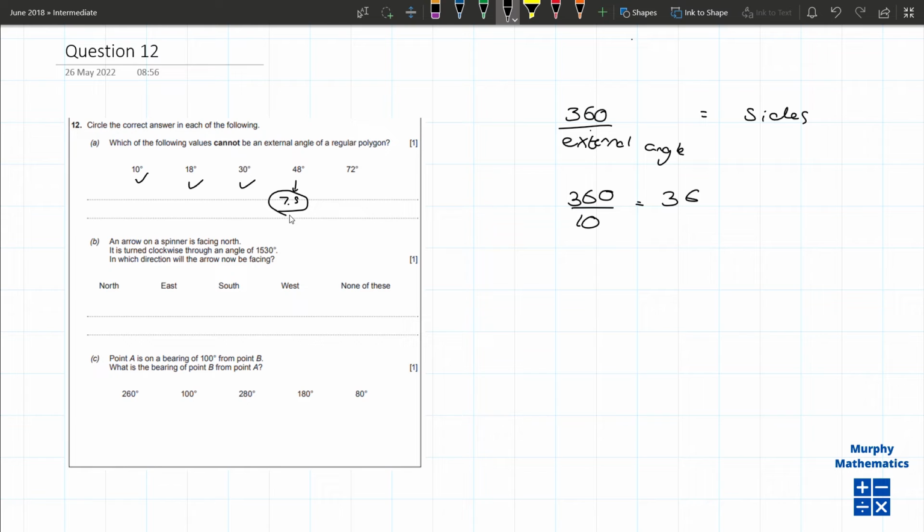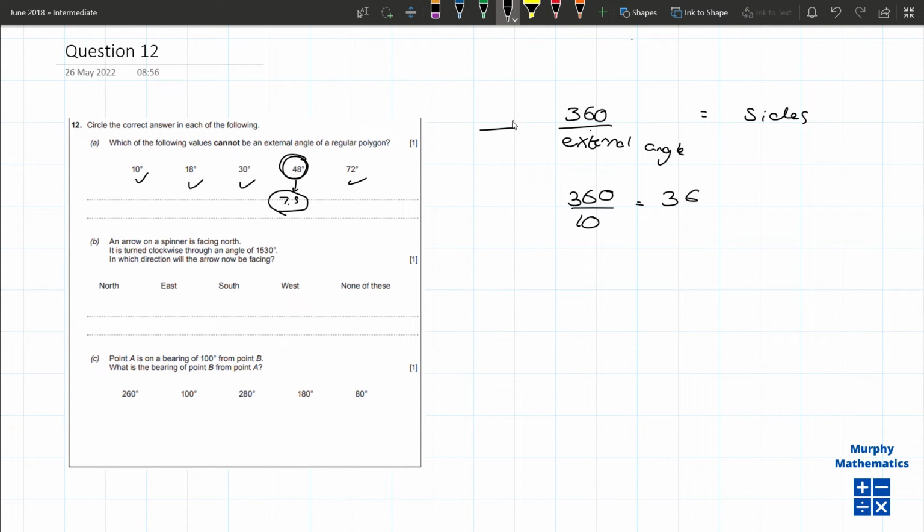We can't have 7.5 sides on a shape. So we know that is incorrect. And we can just double check. So if we do 360 divided by 72, yeah, we get 5. So we know that's a whole number. So the problem we have here is we have half a side, which isn't possible. So therefore 48 degrees cannot be possible.